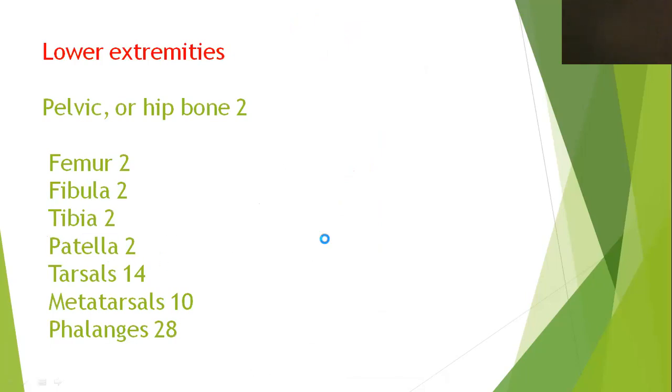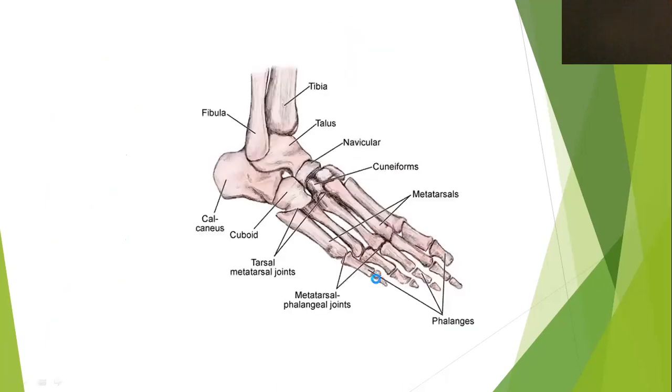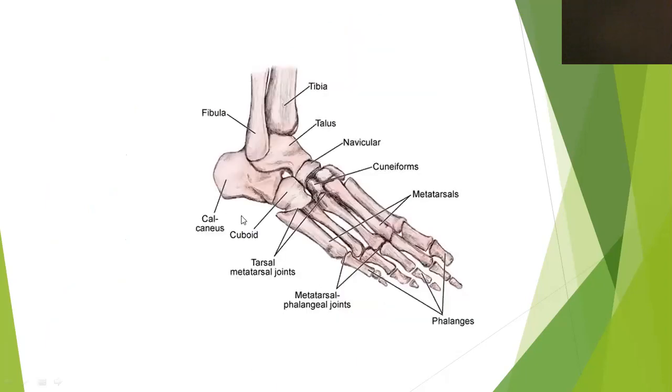Then patella. In the anterior part of the knee joint, we can see a small triangular-shaped bone. This one is the patella. So femur, patella, tibia, fibula. Then in the upper limb we saw the carpal bones; here we have the tarsal bones instead of carpals. So tarsal bones, a total of 7 bones.